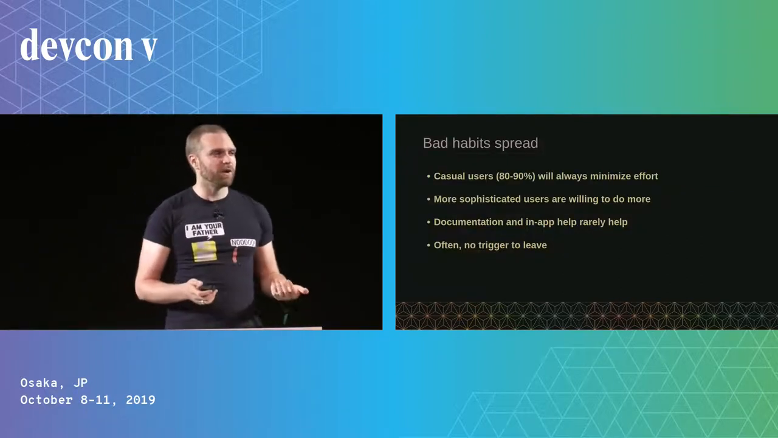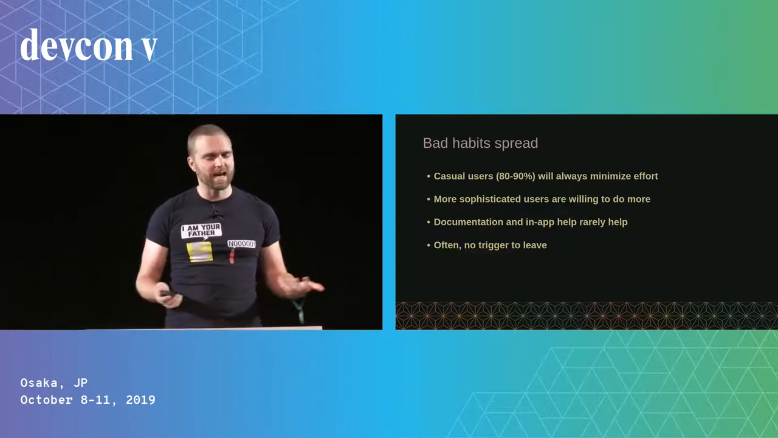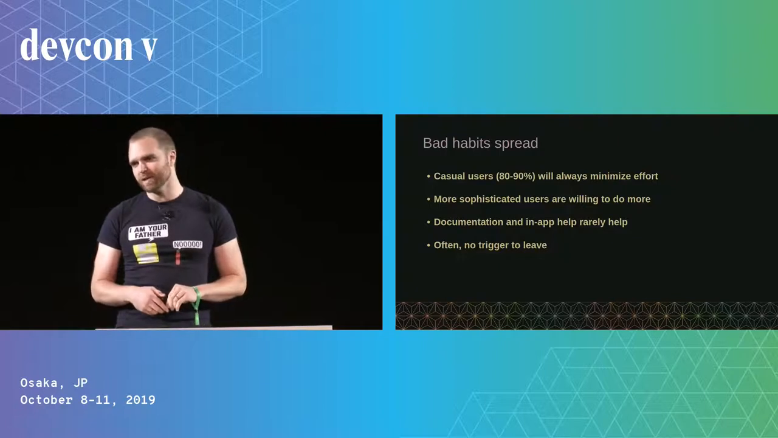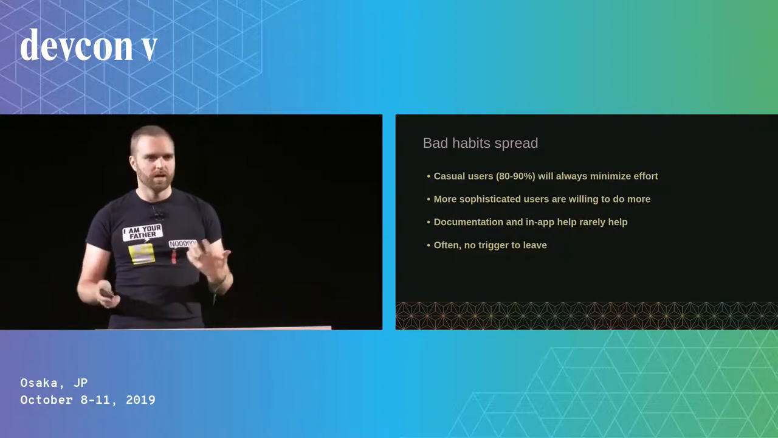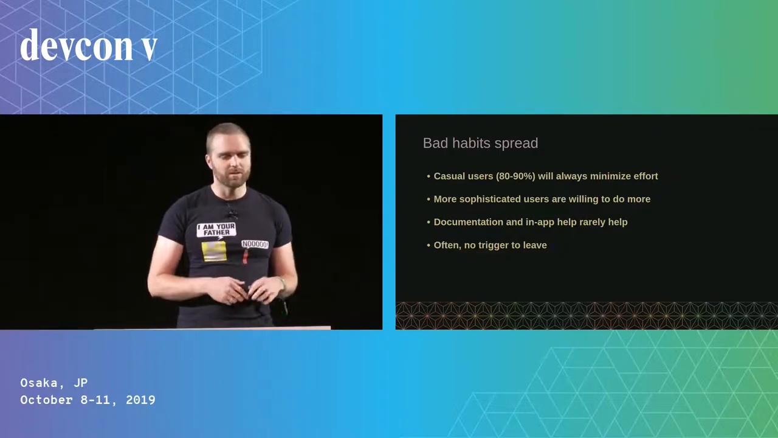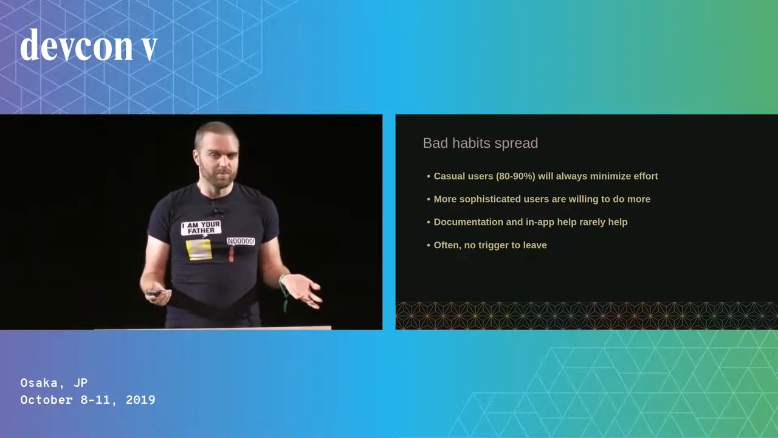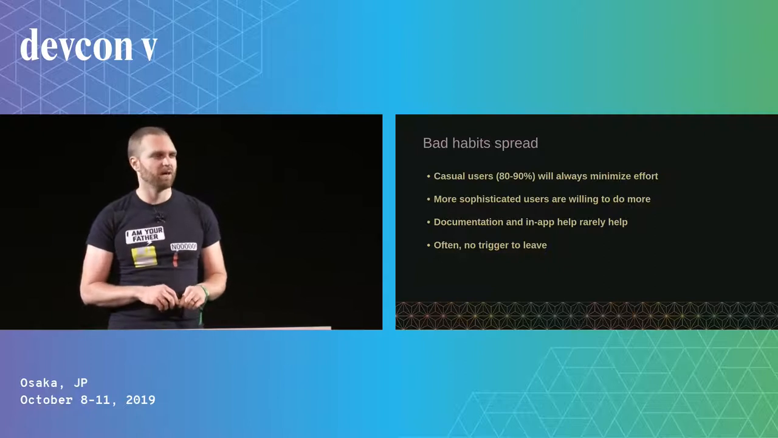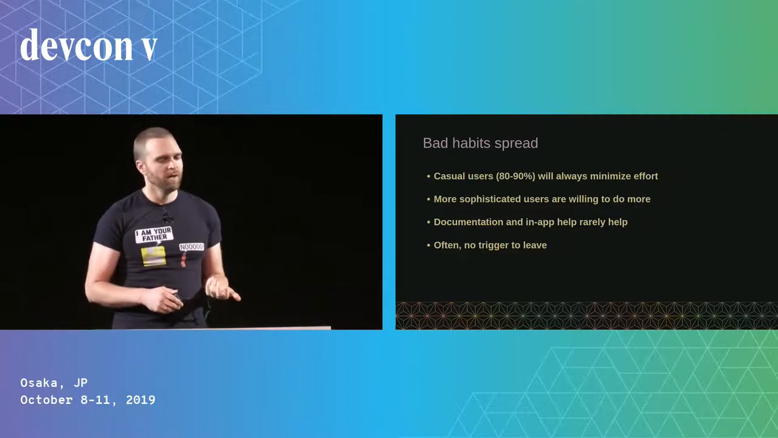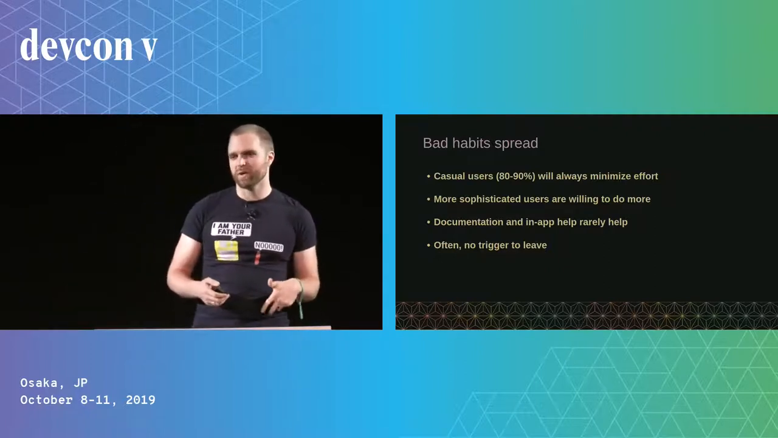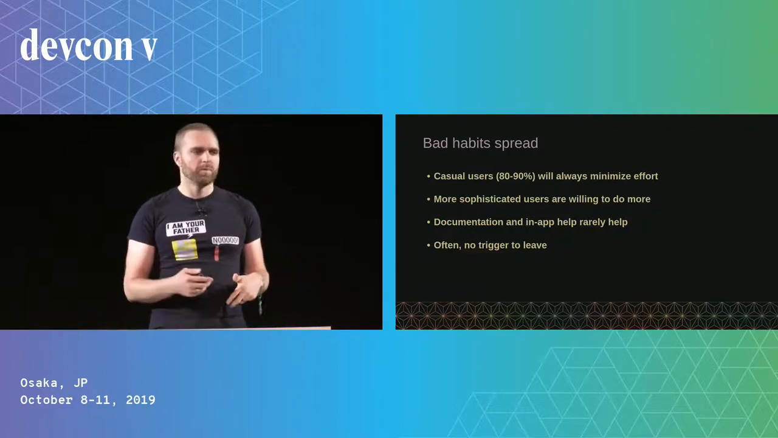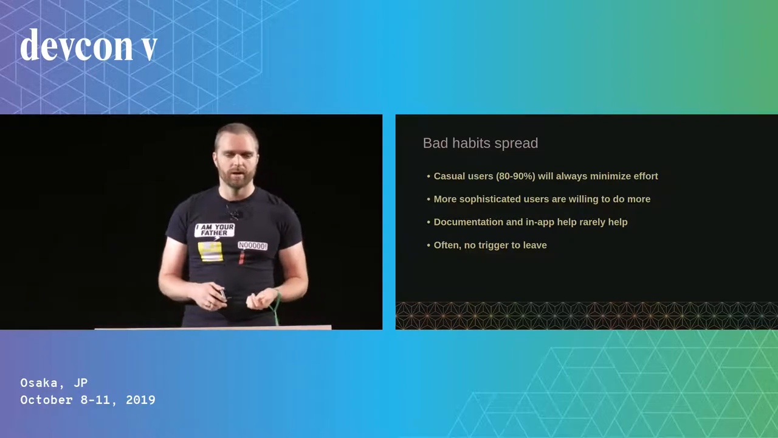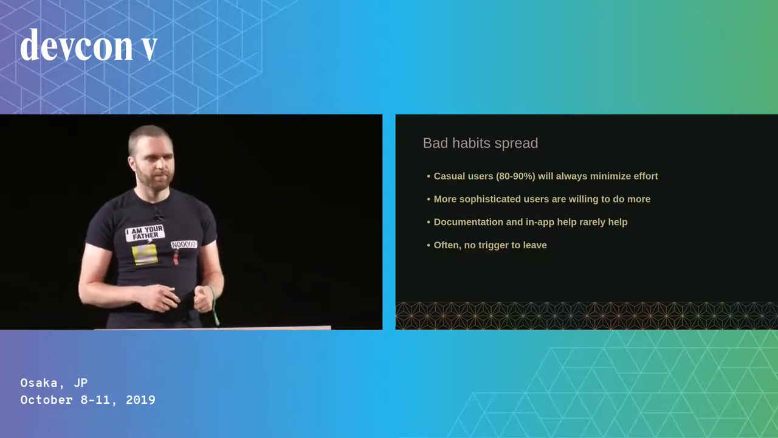And frankly, for a lot of casual users, 80 to 90% of people, they're always going to minimize effort. They're very willing to make trade-offs about trust and custodianship to make it easy. But there is a set of users that we're interested in, the sophisticated users, whether that's hobbyists or people writing scripts to interact with the chain, and they're willing to do more. They're willing to put in some more effort.